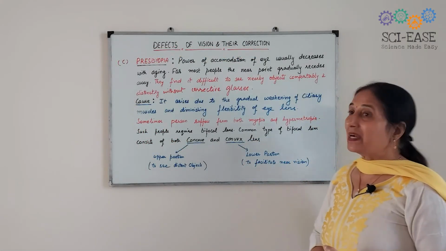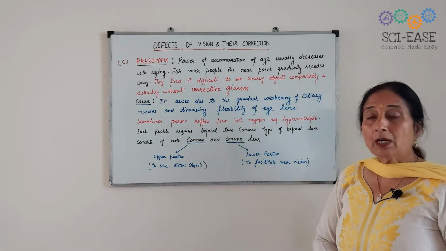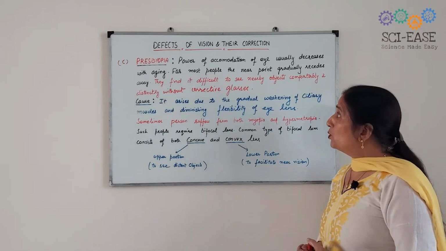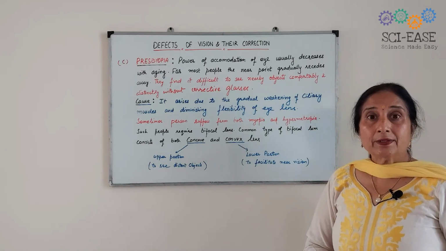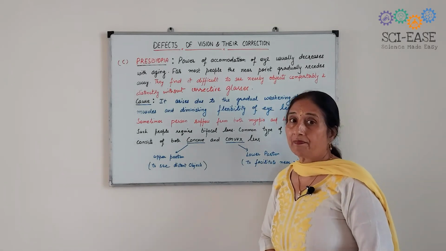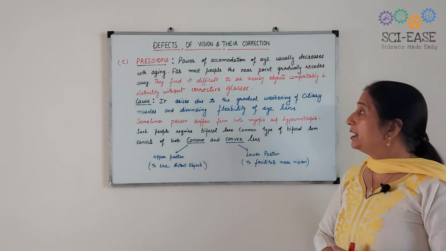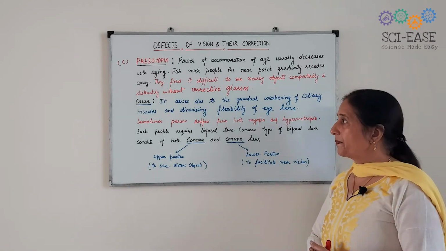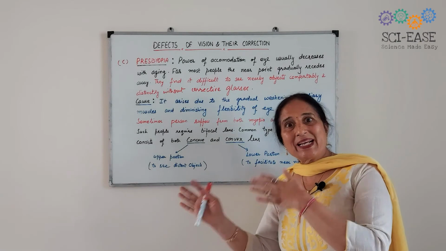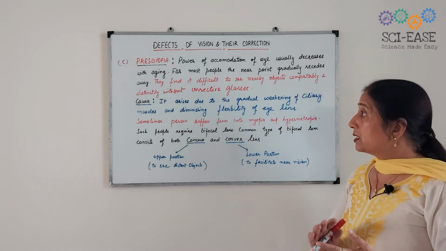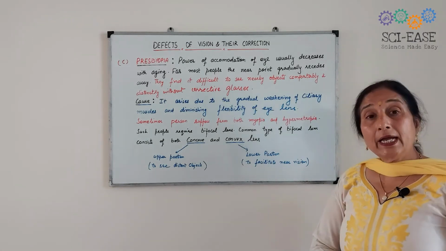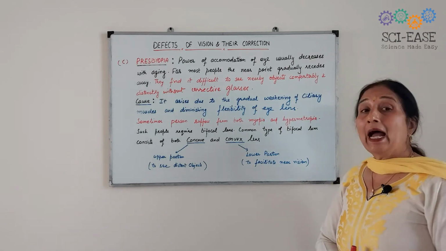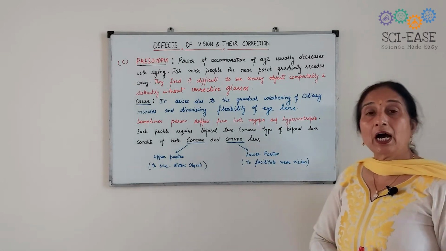Third defect is presbyopia. Power of accommodation of the eye usually decreases with aging. For most people, the near point gradually recedes away. They find it difficult to see nearby objects comfortably and distinctly without corrective glasses. So, this is presbyopia. What is the cause of presbyopia? It arises due to the gradual weakening of the ciliary muscles and diminishing flexibility of the eye lens.